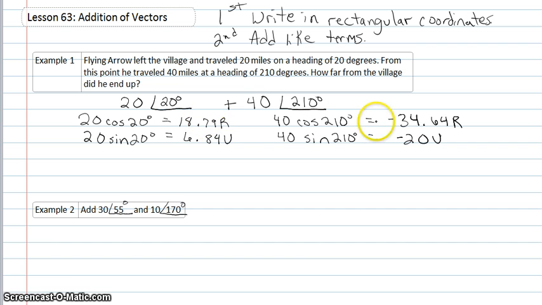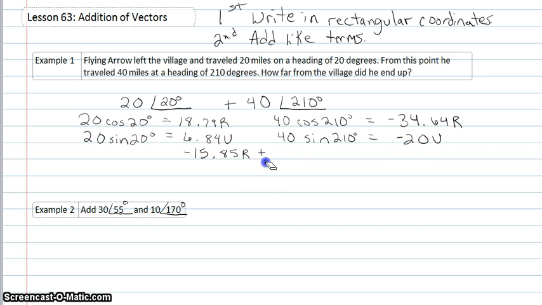Alright, so then we just need to add our like terms. So I'll add 18.79 plus negative 34.64, and that gives me a negative 15.85R. Okay, and then I'll add the U's together, so it'll be plus, and this looks like it's going to be negative, so you might want to write that as a minus instead of a plus, so minus 13.16U.